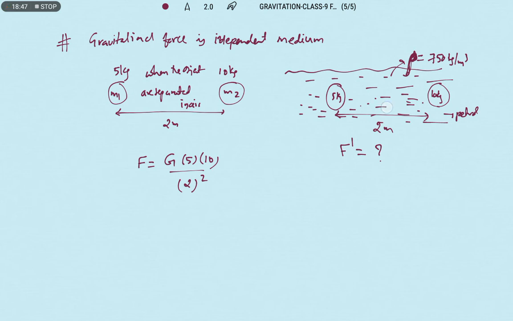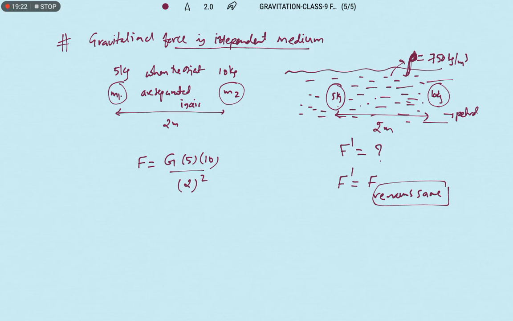But whatever the location or whatever the medium present between the bodies, if the setup is the same, for suppose the masses are 5 and 10 kg, in the second case also masses 5 and 10 kg, distance is 2 meter, the force of attraction between the two bodies, F dash, is equal to F only. That means it remains the same. So that is the meaning of gravitational force being independent of the medium.